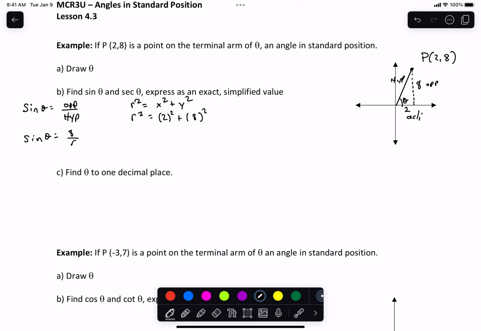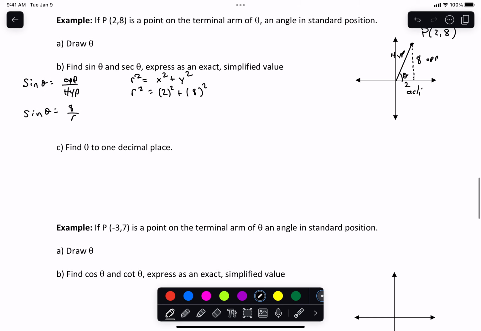I'm just going to slow down for a sec. I'm not sure if people are following. Is everyone okay with how I'm going to find r? I need r in order to fill in the trig ratio. I'm going to find it using, that's just Pythagorean theorem. It's just in relation to circles now. Okay?